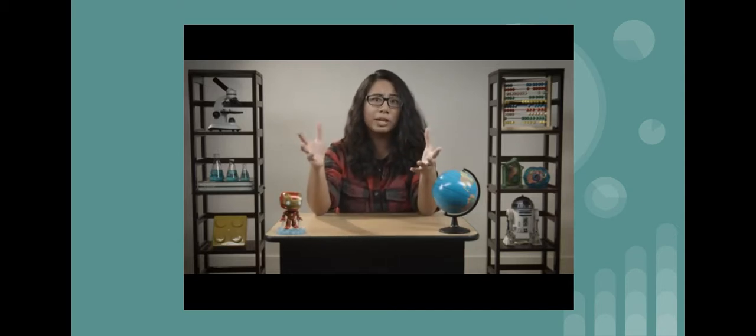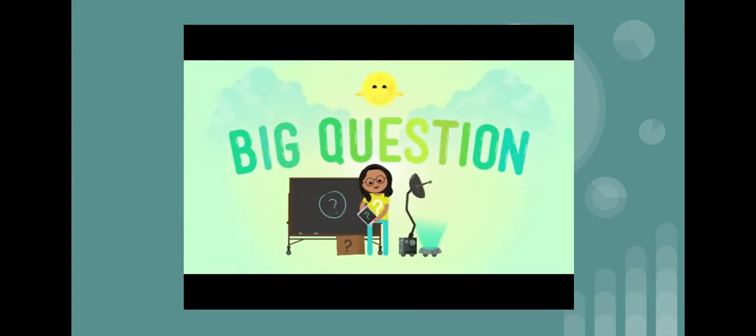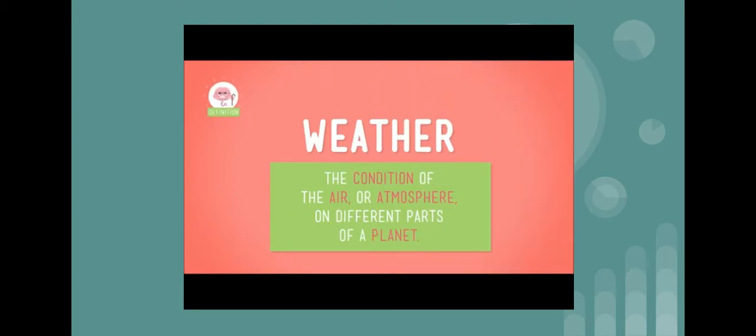We know there's weather on Earth, and the fact is there's weather on other planets too. Some of it's familiar, like wind, but some of it is a little more, well, extreme. So what is the weather like on other planets? Well, before we leave Earth to find out, can I get a reminder of what exactly weather is again? Oh, right. Weather is the condition of the atmosphere on different parts of a planet.